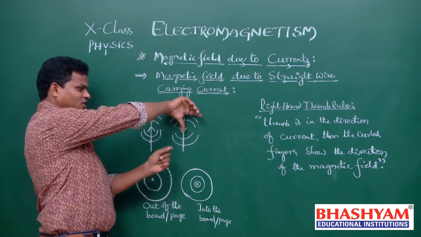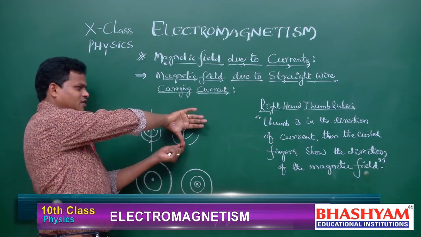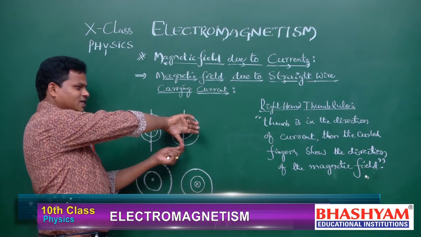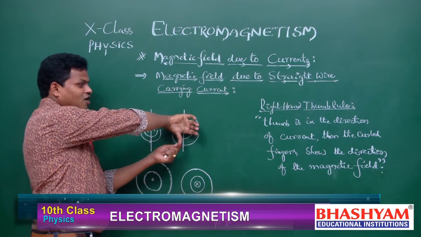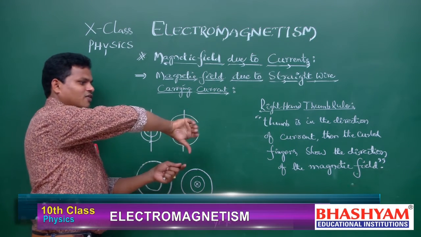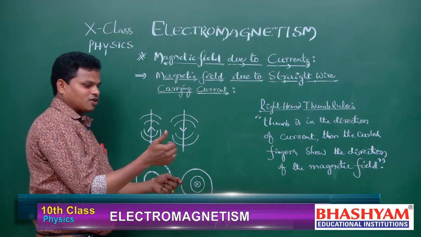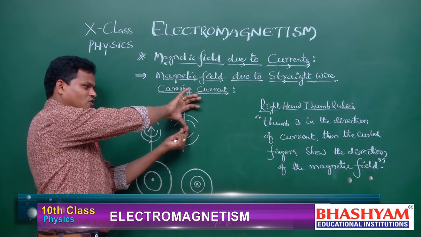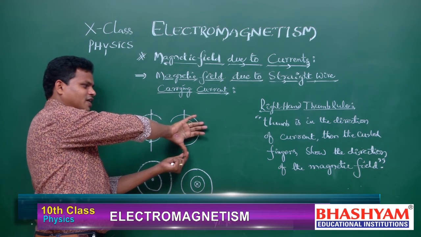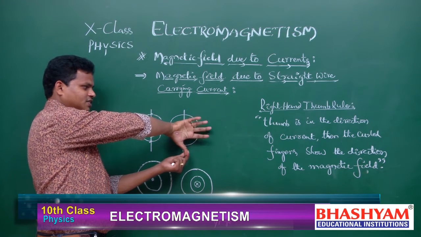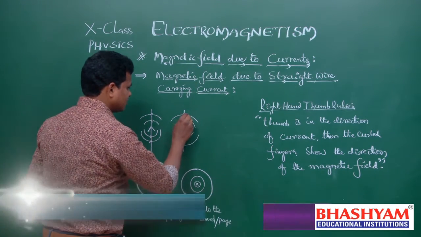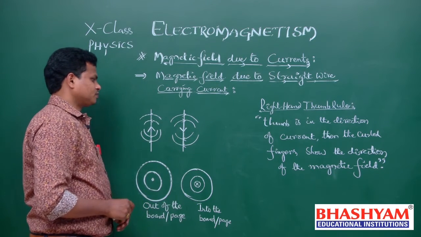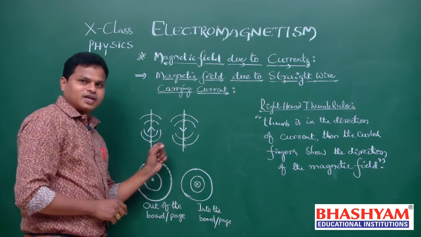Now, the current moves in the downward direction. The curled fingers show the direction of the magnetic field. Now, the field lines around the wire are in the clockwise direction. This is the anti-clockwise, this is the clockwise. When the current passes vertically downward, the direction of the field lines is clockwise, like that. This is the direction of the field lines.